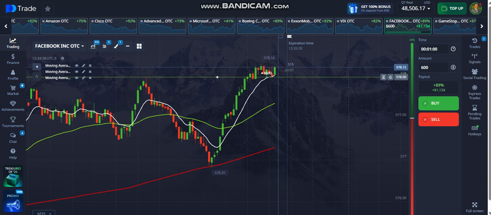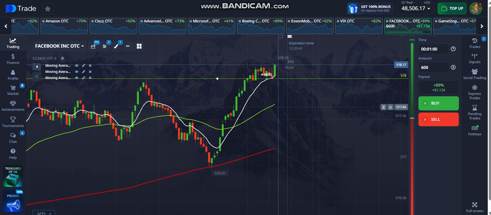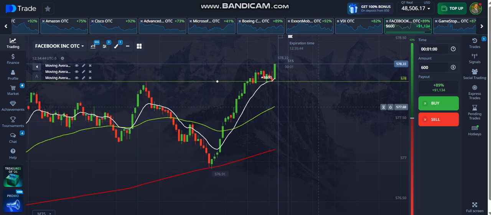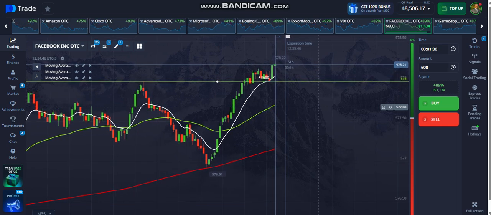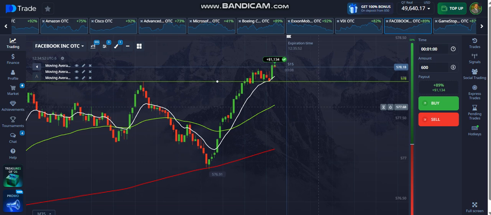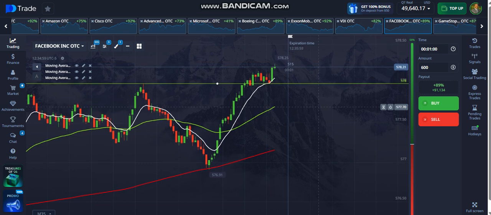And let's wait for this trade to expire. Okay, pushing upwards. And awesome. So we won that trade. So today we had a very good day, 5 for 5.